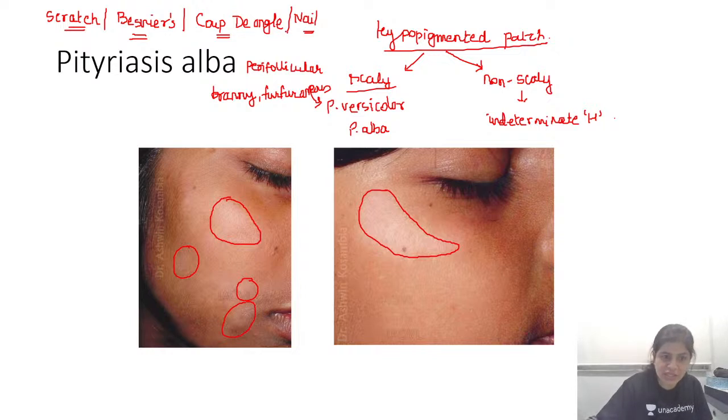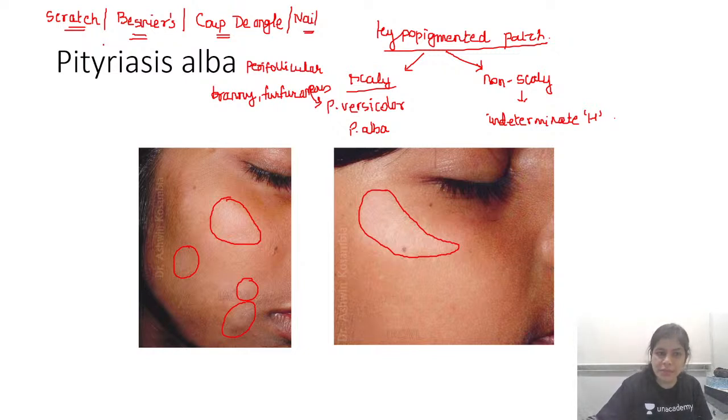So when you scratch an area, it will show the presence of fine scaling. The scaling which was not apparent will now become more apparent when you scratch the lesion of pityriasis versicolor. Okay, so remember, scratch sign, Besnier sign, Coup d'ongle sign or nail sign is seen in pityriasis versicolor.